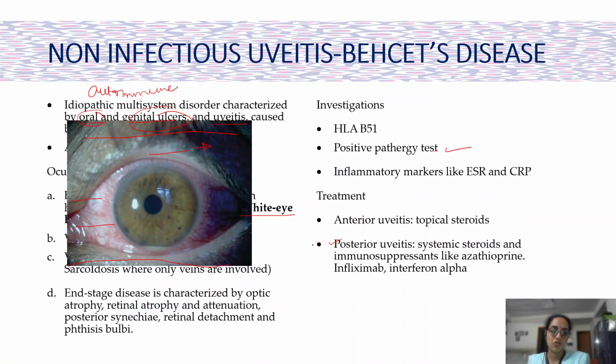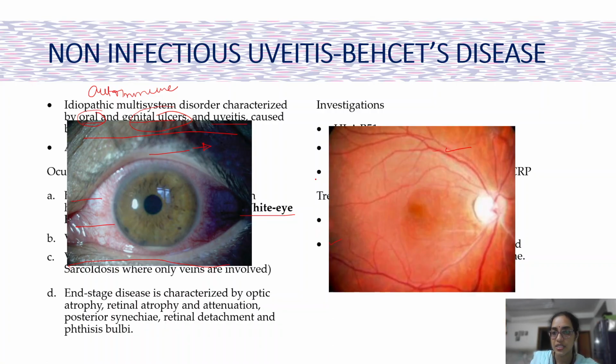So this is a picture of white eye uveitis. The hypopyon usually tends to be very mobile and not as thick as what we come across in HLA-B27, which is fibrinoid. So here you can see the vasculitis affecting all vessels.